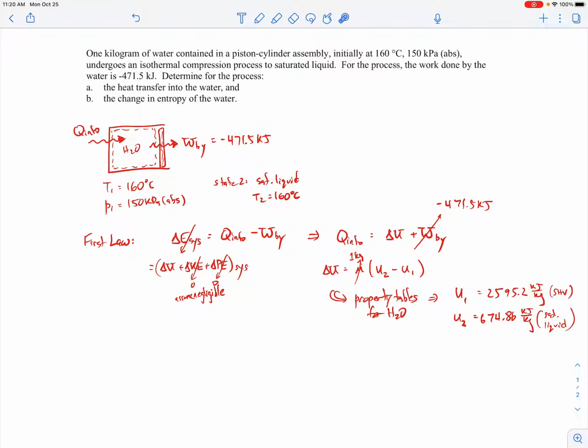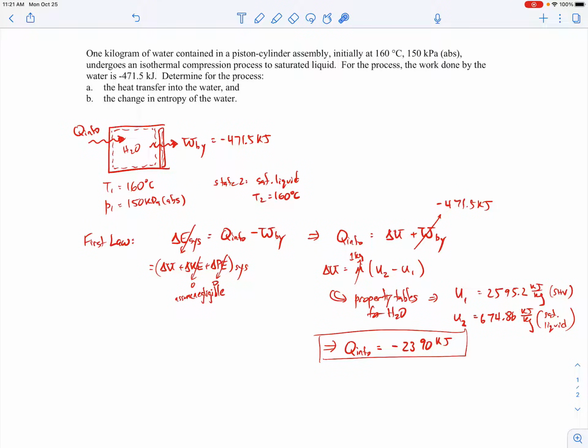Okay, so now that I have all this information, I have my mass, I have my specific internal energies before and after, I have the work, I can solve for the heat transfer. And if you do that, you'll get the heat transfer in is minus 2390 kilojoules. And that means that there's in fact heat transfer out of the water rather than into it since it's negative.